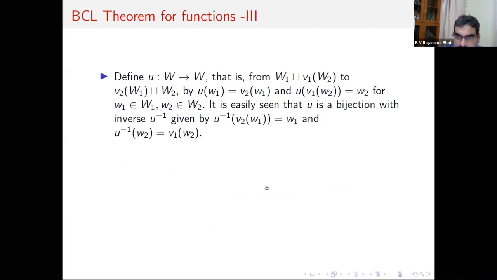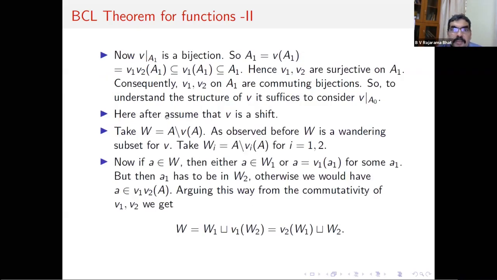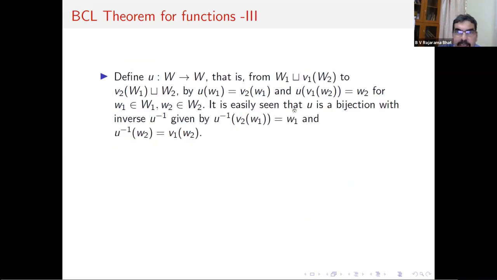So the whole space, once I assume that V is a shift, breaks up as a disjoint union of copies of W: W, V of W, V square W. So if I understand what is happening in W, it will tell you the whole story. In W, you get a bijective map U like this, and then you extend it to the whole space. That requires some notation.